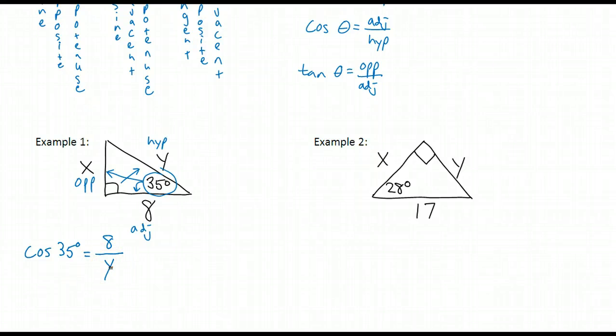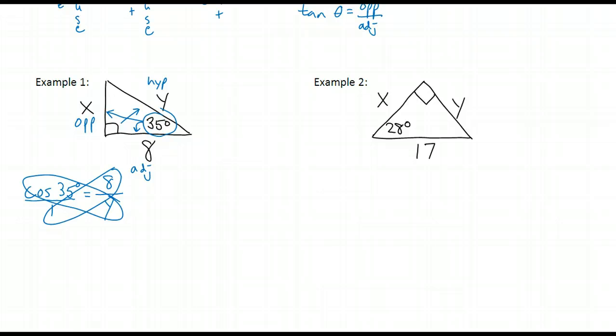At this point, I need to solve for y. My right side of the equal sign is a ratio, so I'm going to turn the left side into a ratio. Now I have a proportion, and to solve that proportion, I'm going to cross multiply. So I'm going to drop the equal sign straight down, and on the left side I'm going to have y times cosine of 35 degrees, and on the right side I'm going to have 1 times 8.